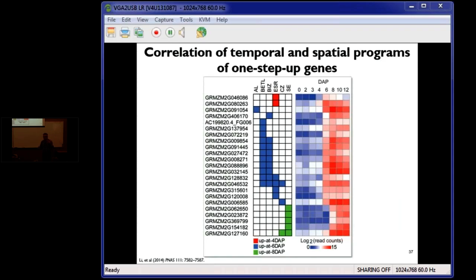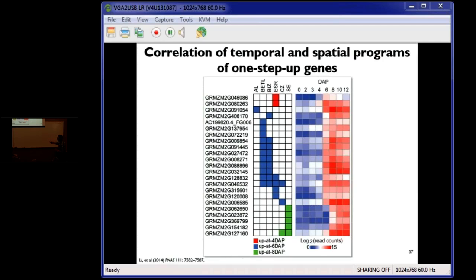We have a temporal set of data, we have a spatial set of data, and we decided, why don't we put it together? We put it together, and so what you can see are these cell types. These are genes. Don't worry about the numbers. No one can remember these things anyway. They're just for identification purposes. You have in columns, you have cell types or compartments of the endosperm. In rows, you have genes.